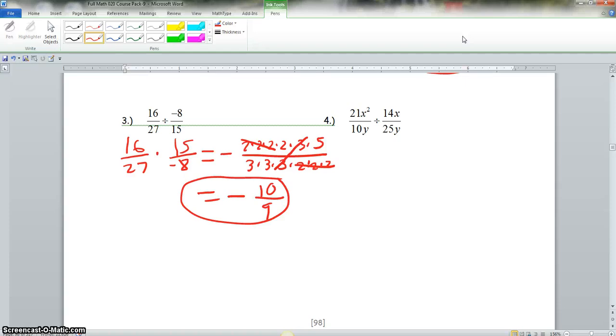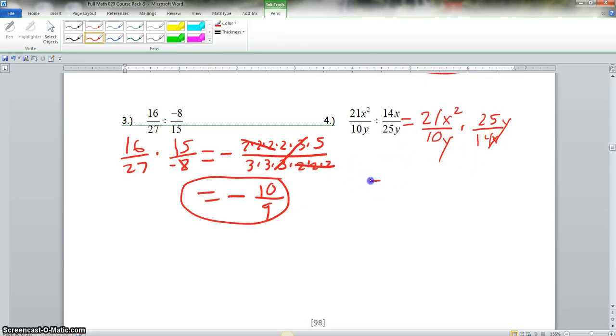Now we go here to number 4. Remember, we keep that first fraction the same. Division becomes multiplication, and we take the reciprocal of the second fraction, which would be 25y over 14x.